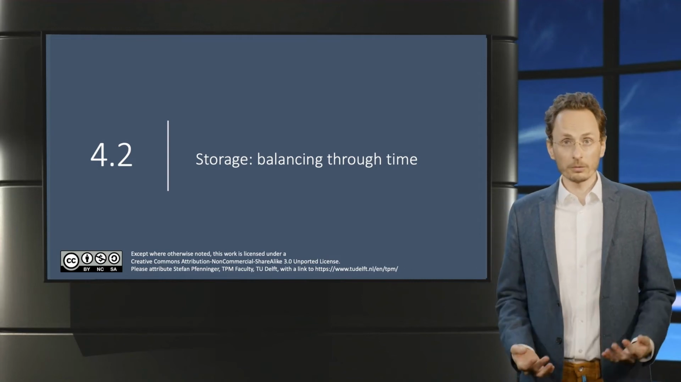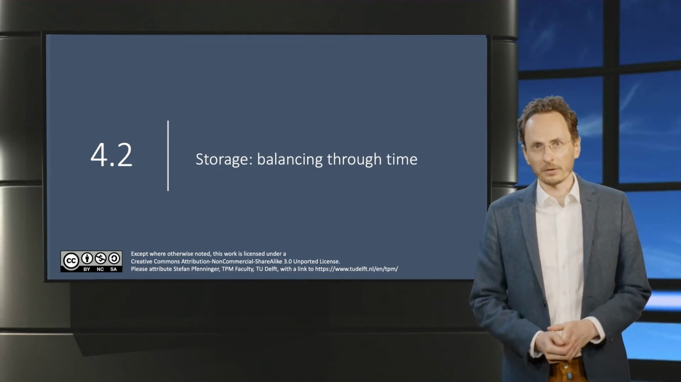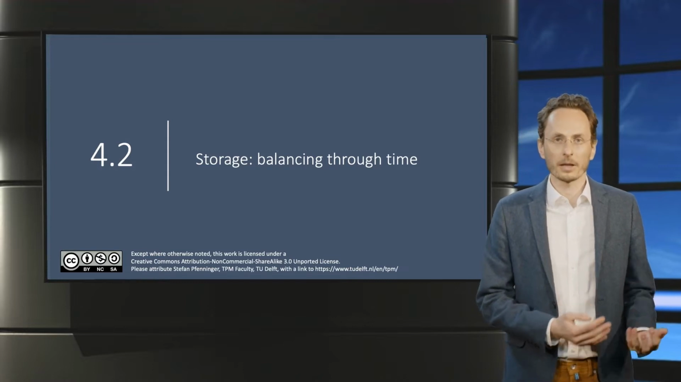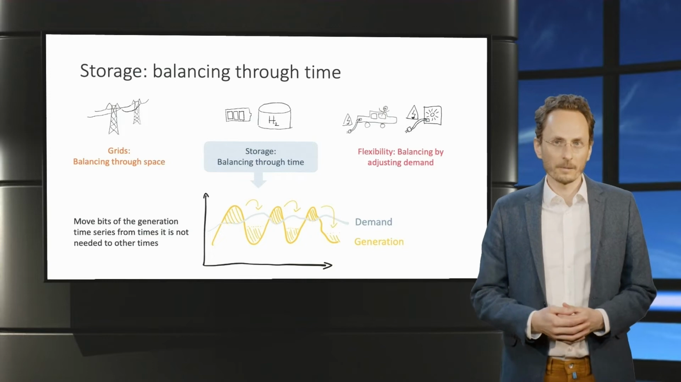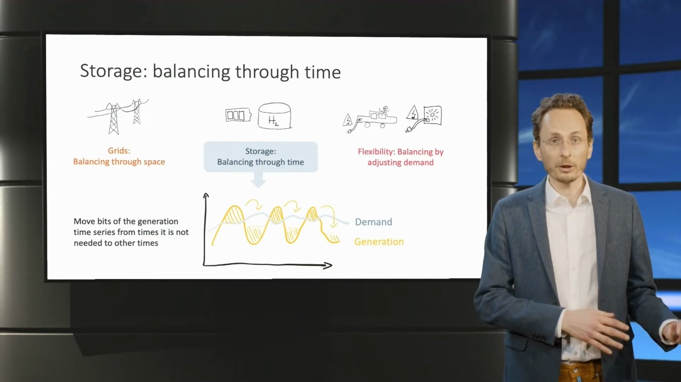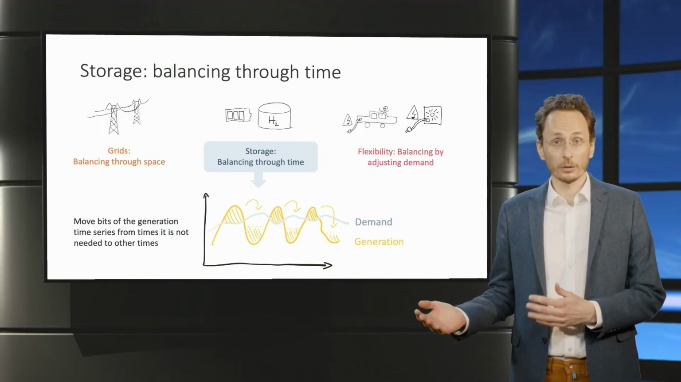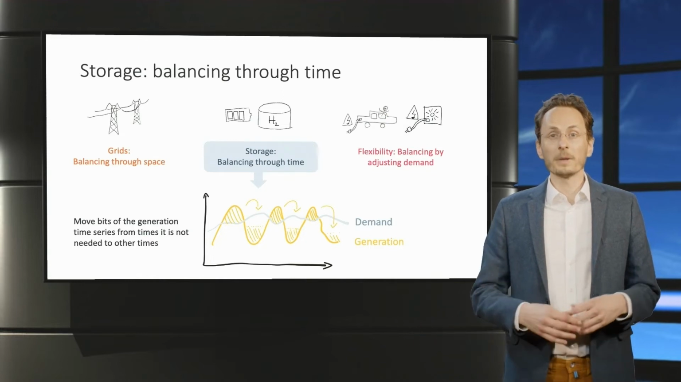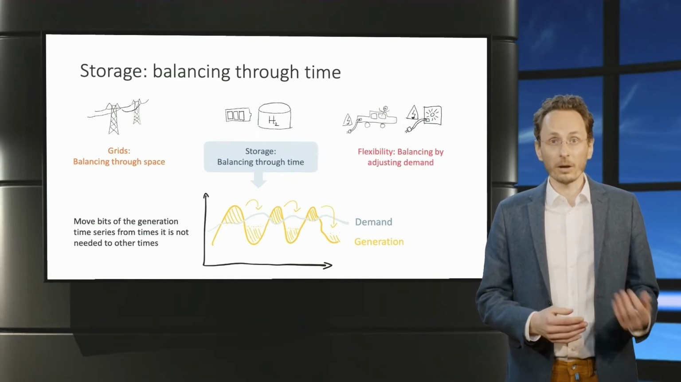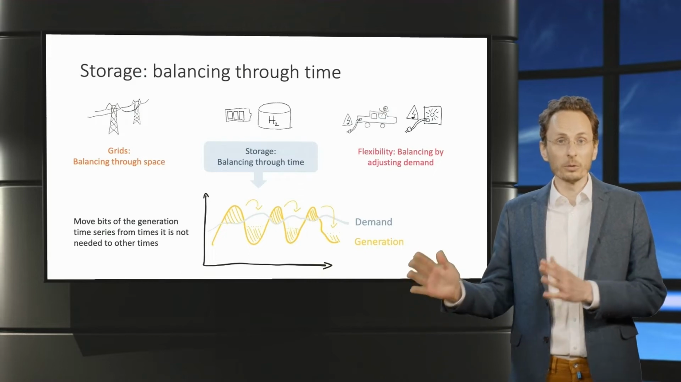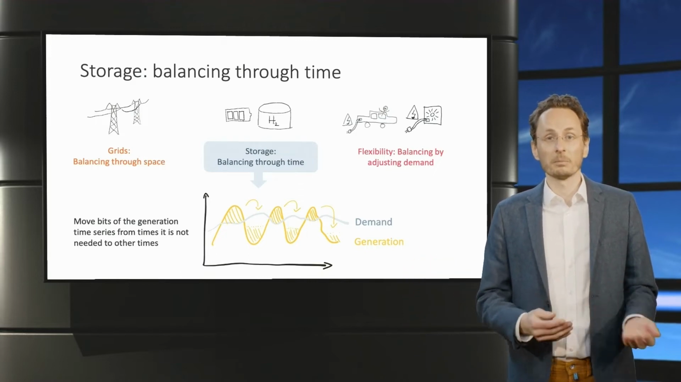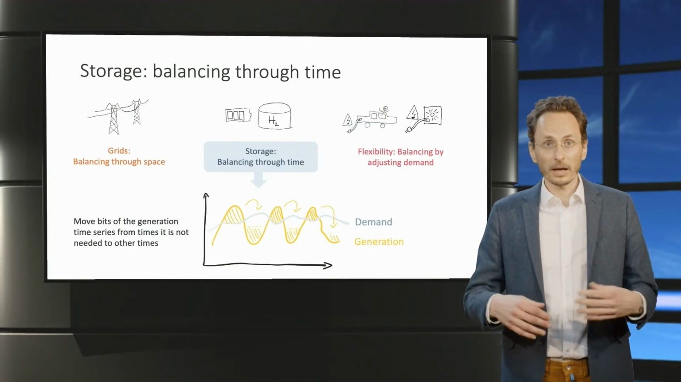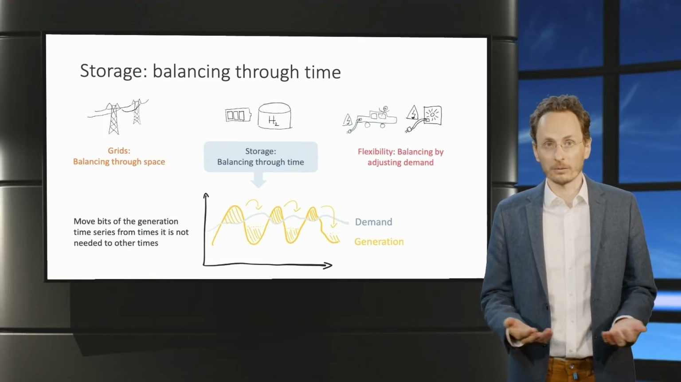In Module 4.2, we will look at how to store electricity to balance variability through time. We can look at this conceptually again with time series. Instead of trying to move the generation and demand time series closer together, we chop pieces of the generation time series off when it is above demand and move those cut off pieces to times when the generation time series is below demand. We do that by storing unused generation for later use.